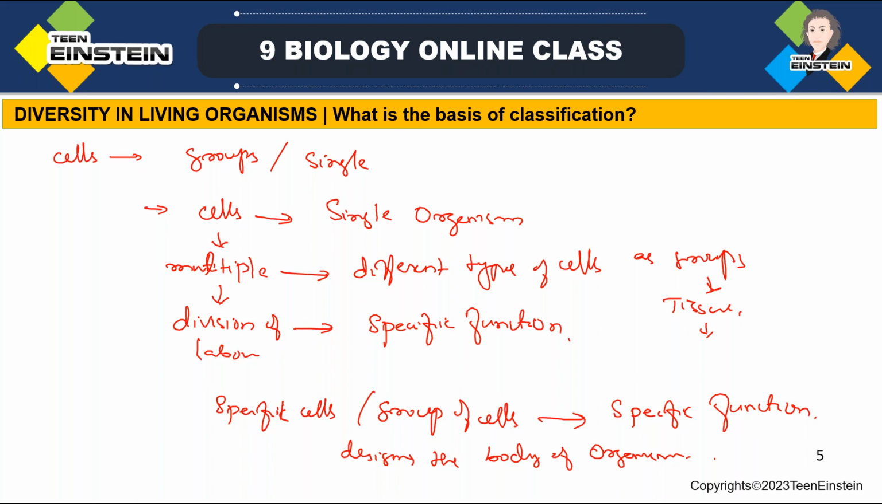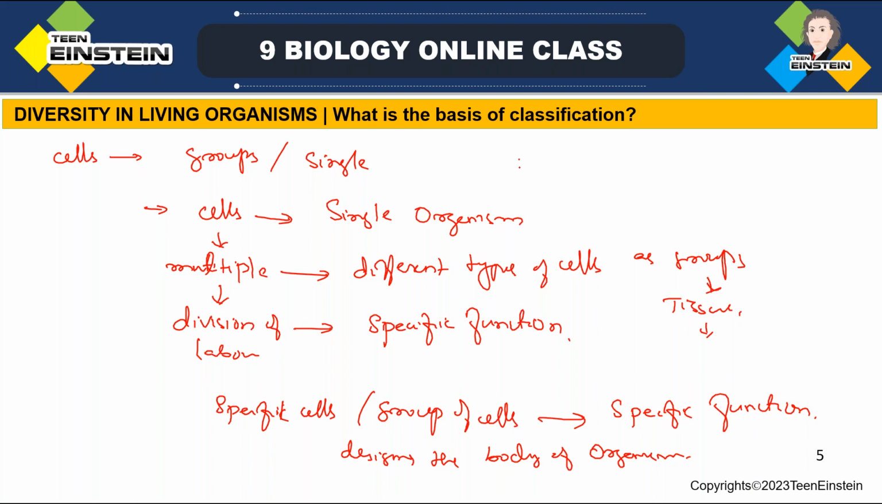So that's why, based on the function of the cells or tissues which are performing, the body of an organism is structured. That structure will be formed in such a way that all the cells or group of cells or tissues can perform their specific function without any problem, without any disturbance. Okay, so that's the second point here. Body design of an organism will be based on the function of all the cells or group of cells, right?